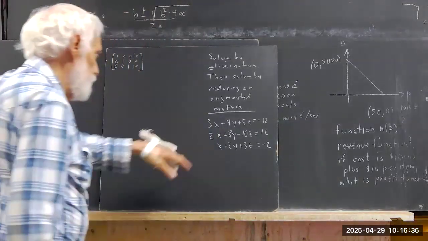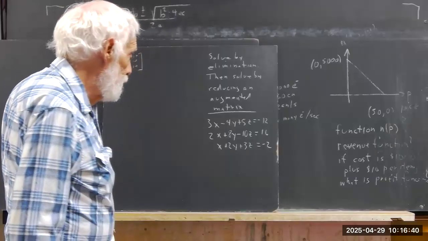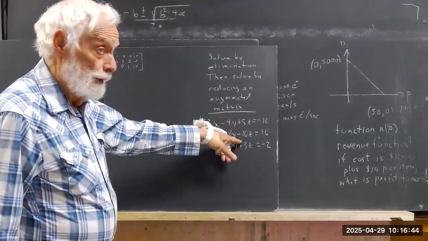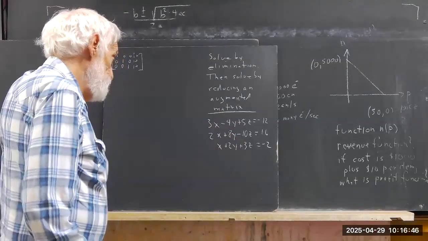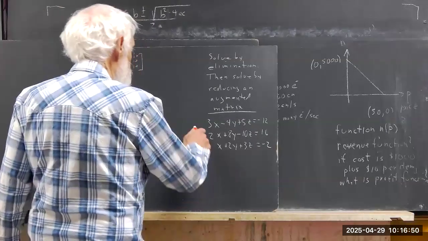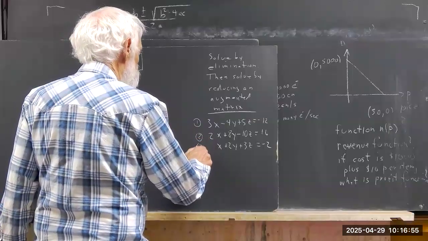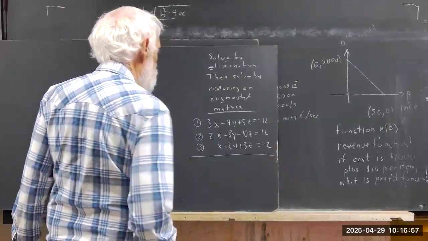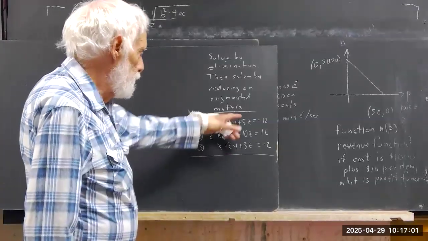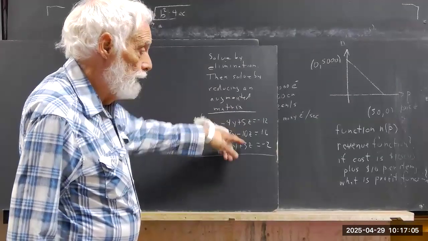We have this system and we want to eliminate variables. Now we notice it'd be easy to eliminate Y, be easy to eliminate Z. So it's fairly natural to go ahead and do that. So this is equation 1, equation 2, equation 3.